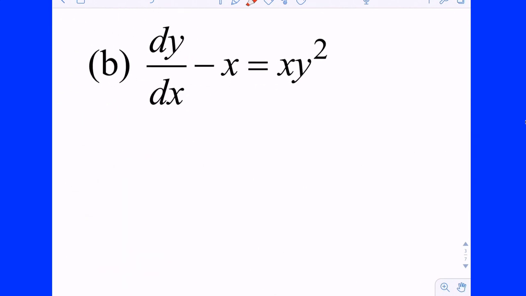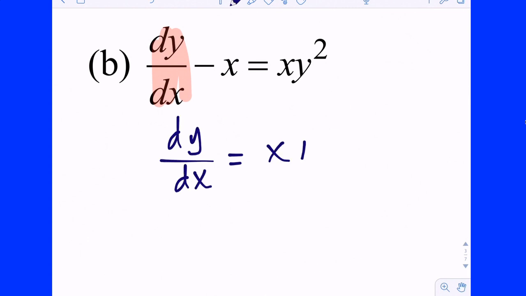This one kind of looks funky. dy/dx minus x equals xy squared. What's up with that one? You want to multiply both sides by dx first? I would have to distribute it. Yeah, I would add x first. If you think of the dy/dx as being kind of like an x in Algebra 1 that you're trying to solve for so that you get it by itself, you would want to add the x to both sides first. And you get positive x plus xy squared.